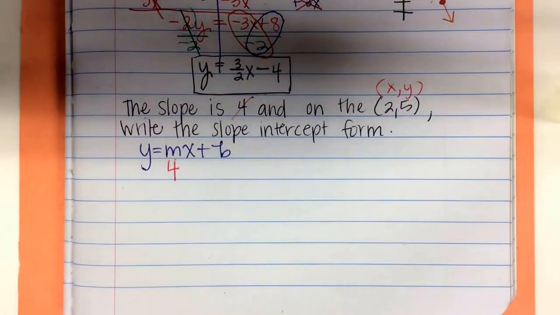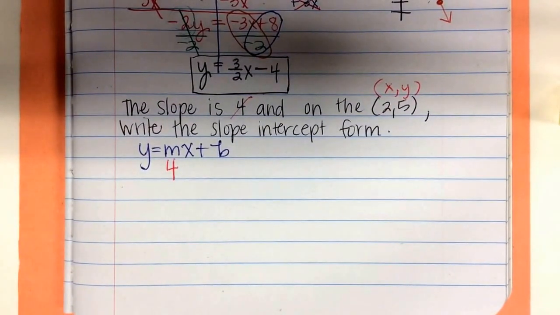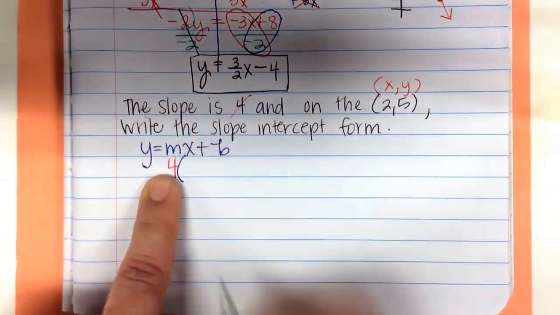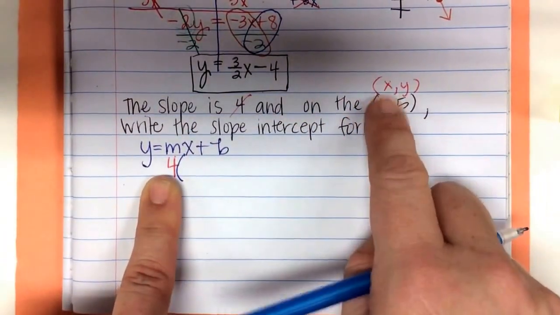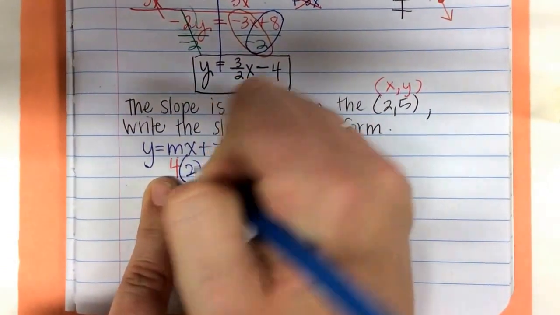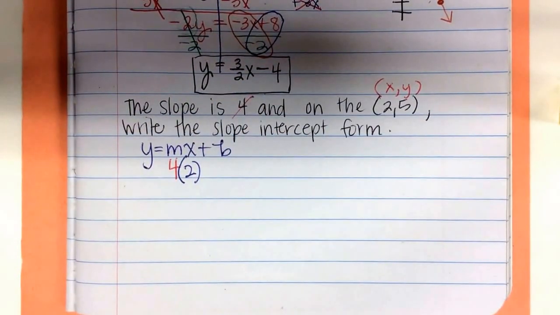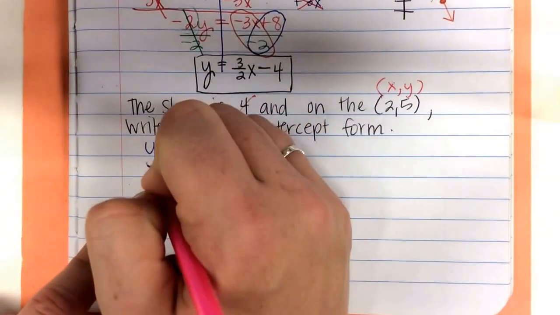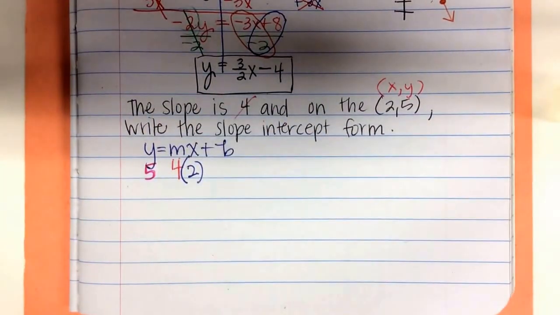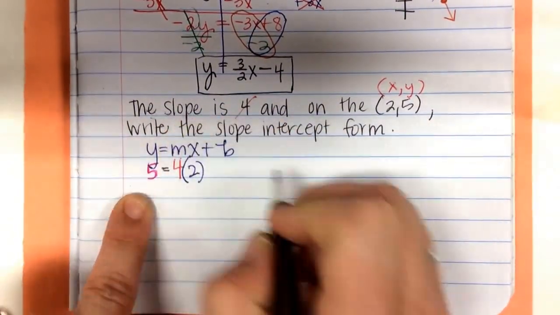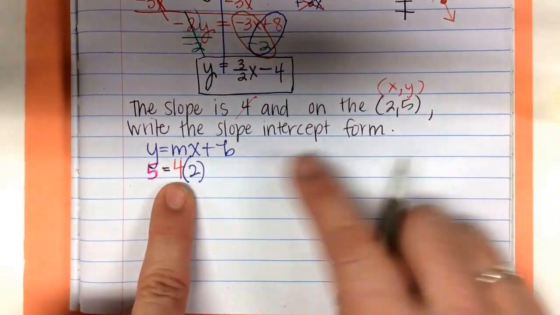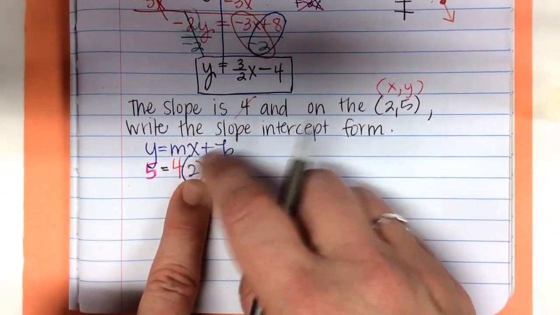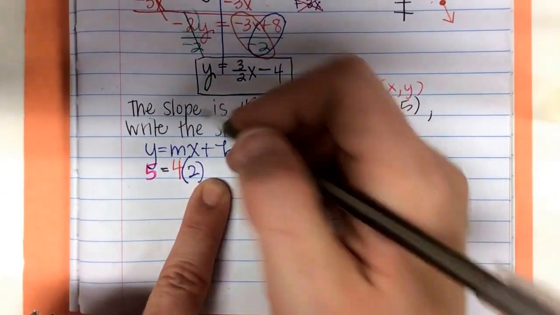An ordered pair is written in XY form. So instead of the variable x, what number should I put? 2, because that's my x value. And instead of the variable y, what value should I put? 5, because that's my y value. So 5 equals, because that's my y value, 4, because that's my slope, m, times 2, because that's my x value. And do I know my b? No.